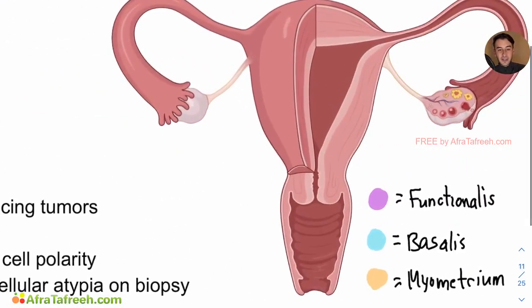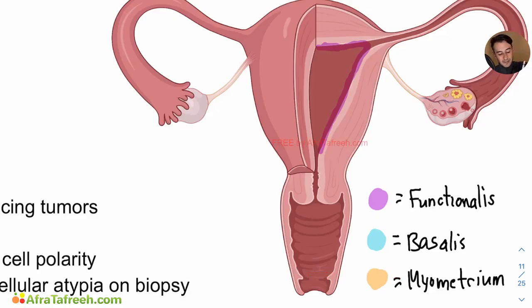So here, if we look at our uterus, we're going to have layers that start closer to the uterine cavity and then move more outward. The level closest to the uterine cavity, which I'm outlining in purple, is the uterine functionalis. This is composed of glandular tissues, and it is the portion of tissue that is grown and then shed with each menstrual cycle.